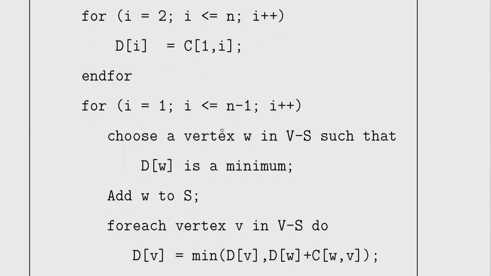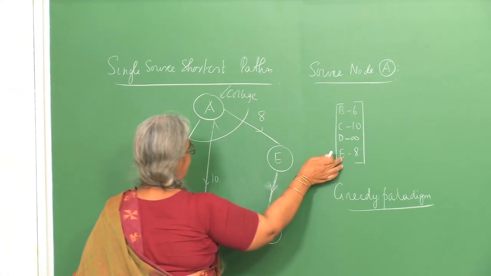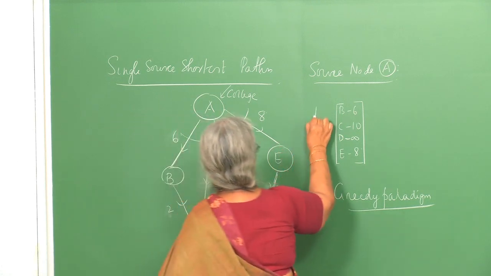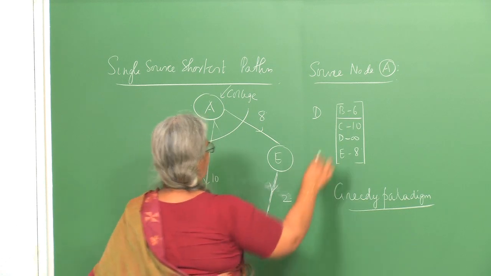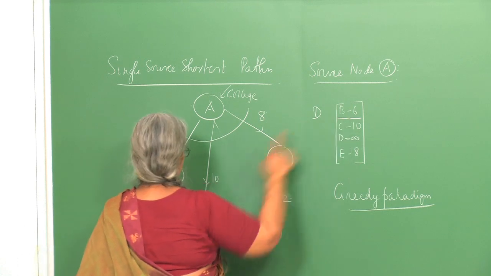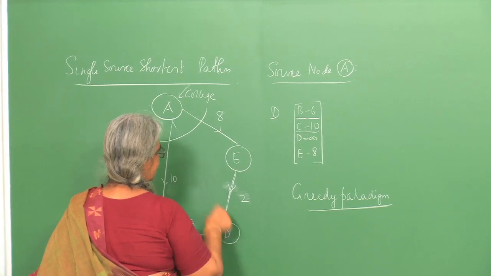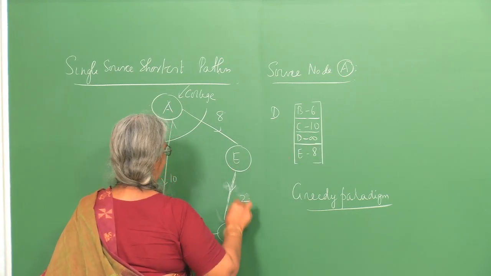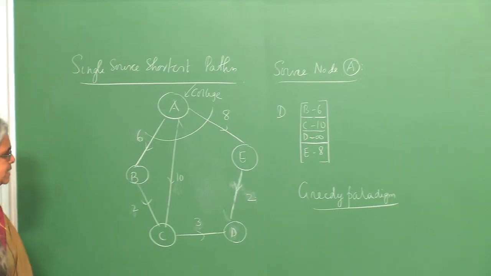The algorithm goes like this. What is it doing initially? Notice that this is my node A. It initially fills the vector D, as it is called in the algorithm. Looking at the directly connected edges, to the node B I have a distance of 6. To the node C, I have a cost of 10. To node D, there is no direct path, therefore I set it to infinity, and to node E there is a direct path, and I define that cost as 8.